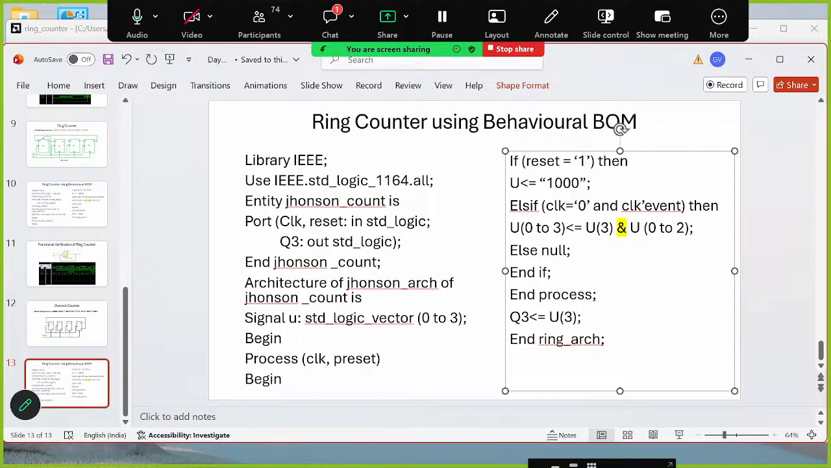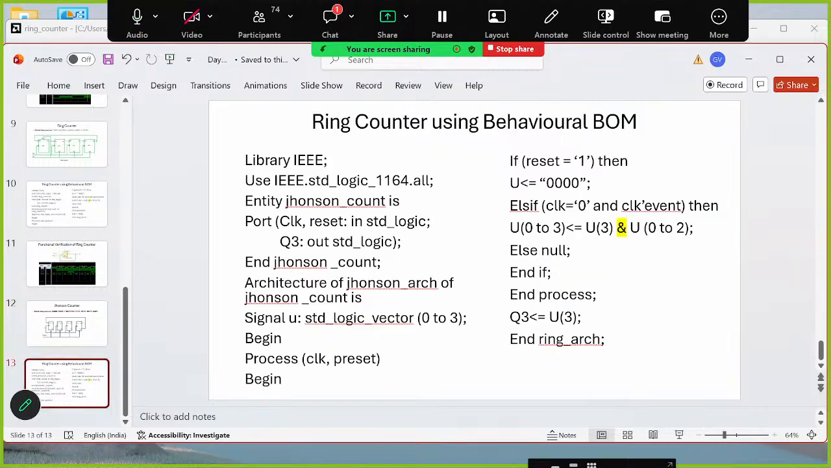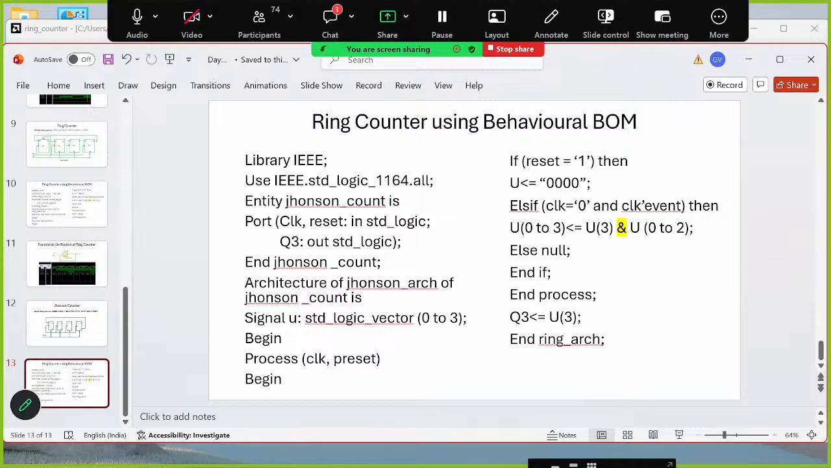Over here, when reset is 1, I want the intermediate output to be 0, 0, 0, as per this sequence. It should be initialized with this. But after that, whenever a clock pulse comes, it should start with this position 1, 0, 0, 0, 1, 1, 0. It means I want this to be shifted every time. So what should I write?